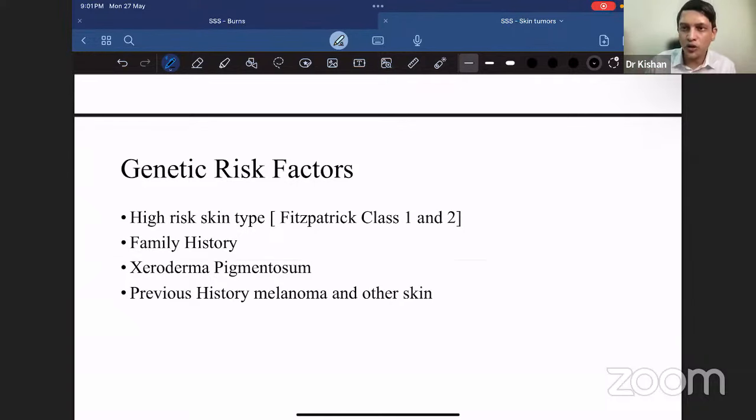Sometimes an entrance question can have Fitzpatrick class 1, class 2 in one of the options, and some other options. These 2 are high risk for malignant melanoma. And if there is a family history of malignant melanoma, or a personal previous history of malignant melanoma, or a history of xeroderma pigmentosa in the patient, all these are genetic risk factors which can predispose to malignant melanoma.